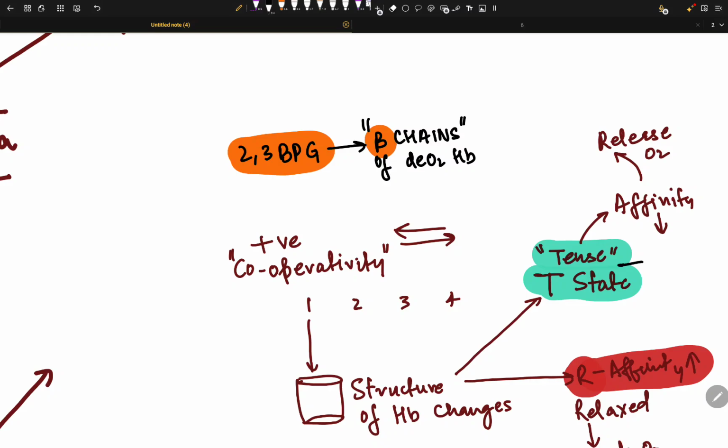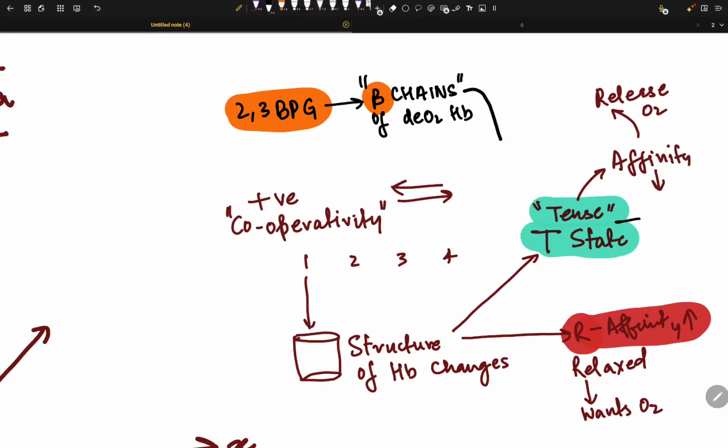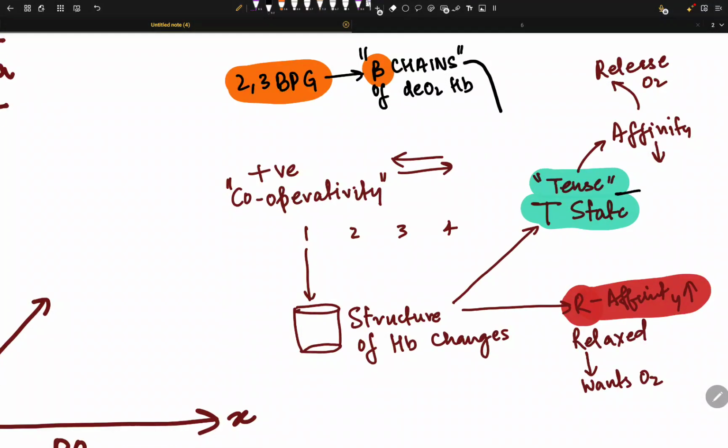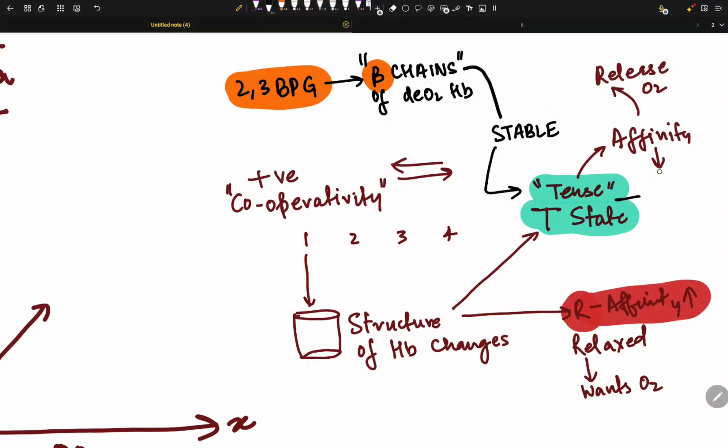What happens is that as soon as the 2,3-BPG binds with the beta chain, it starts stabilizing the T state, okay? Now remember that T state is the state of low affinity. It's the state of tissue, right? So affinity goes down. Now if affinity decreases even more, what happens? The hemoglobin lets out the oxygen more easily. So this is exactly what tissue needs, right?